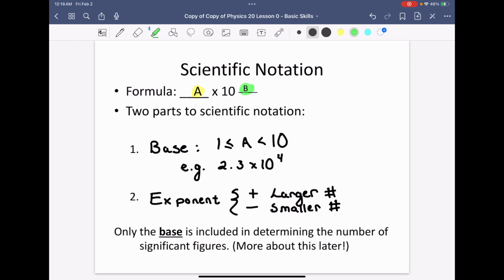Now, really important, this is what you want to highlight. Only the base is included in determining the number of significant figures, meaning when we look to do significant digits, we're only going to look at the A value or this base value, the piece that's out in front of the number. So for the example that we generated here, we would say that this has 2 significant digits.